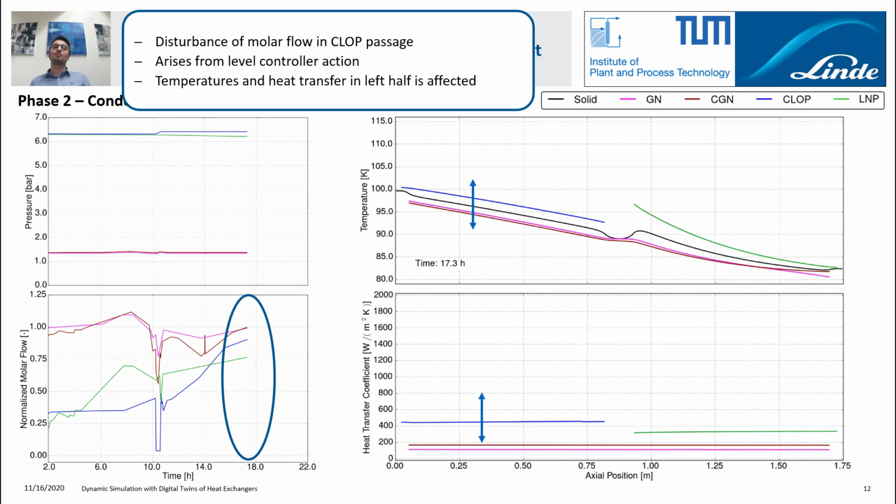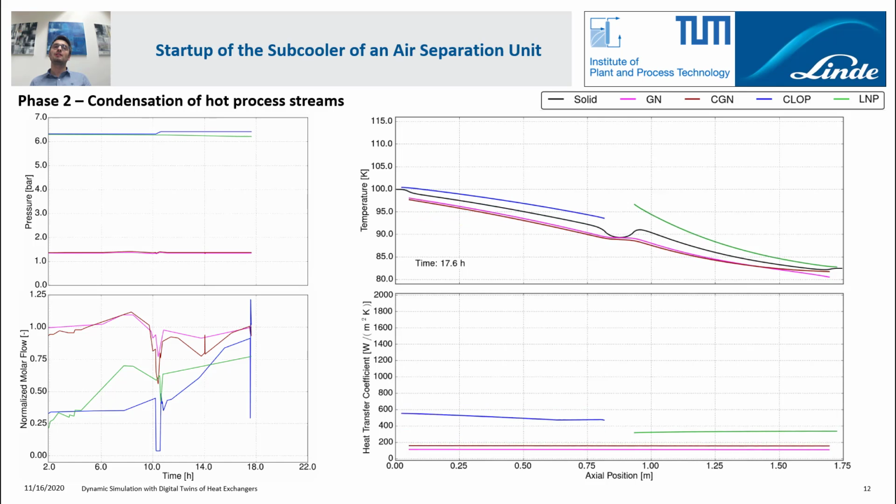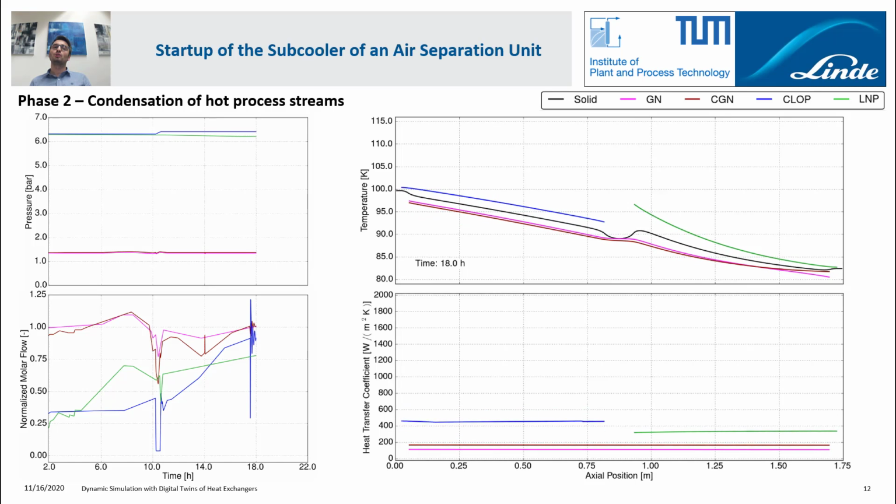We'll stop again after 7.3 hours of simulated time. At this point, we will soon see disturbance of the molar flow in the C-lob passage, which arises from a level controller action in the rectification system of the ASU. The temperatures and heat transfer coefficients in the left half of the heat exchanger are affected as the C-lob passage is present there. Let's continue simulation and observe the controller effects.